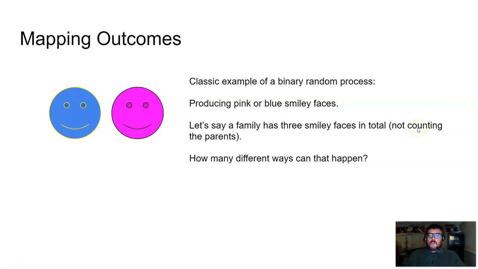So we'll use a binary random process where you either get a pink smiley face or a blue smiley face. We'll say we have a family that has 3 smiley faces in total. How many different ways can that happen? So we're talking about 3 different independent outcomes of the binary process, but then we're also talking about this other random process which is come up with 3 smiley faces. So there's sort of like this meta process. And this is how a lot of probability distributions get built.